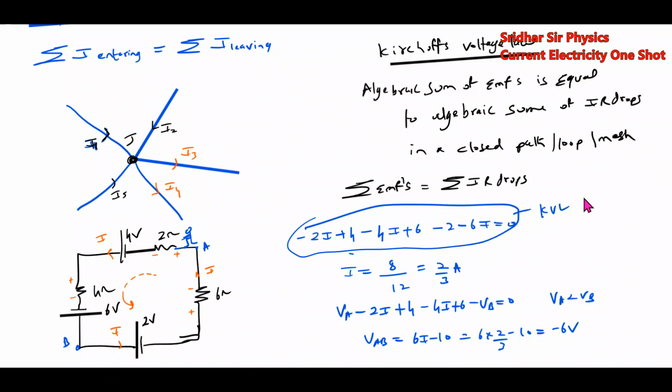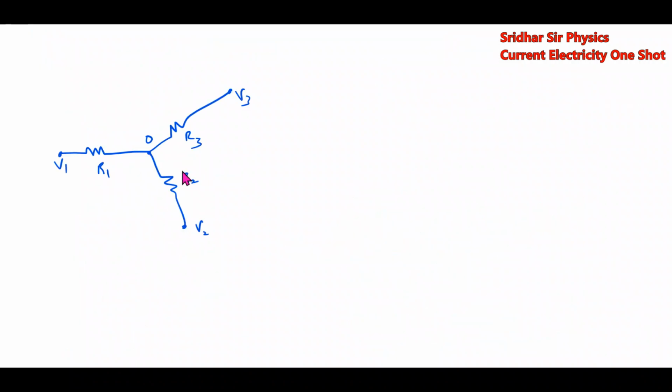Kirchhoff's voltage law, the loop equation. How to find the potential at point 2. So I have the circuit like this. These ends are maintained at potentials V1, V2, V3. We have to calculate the potential at point 2.